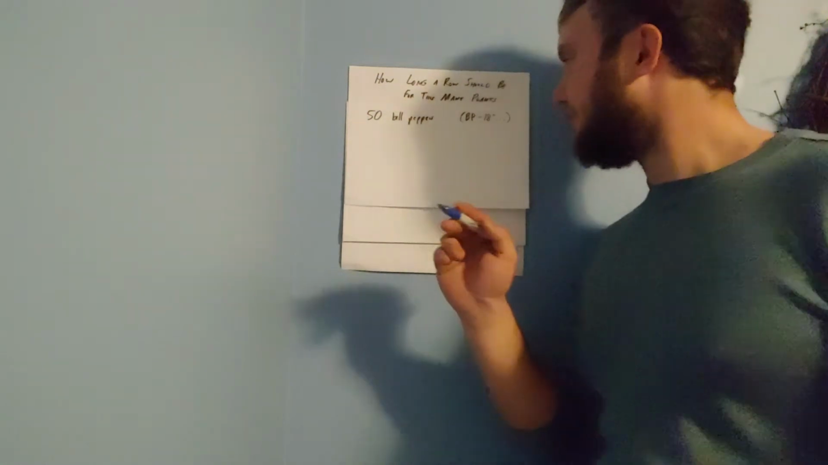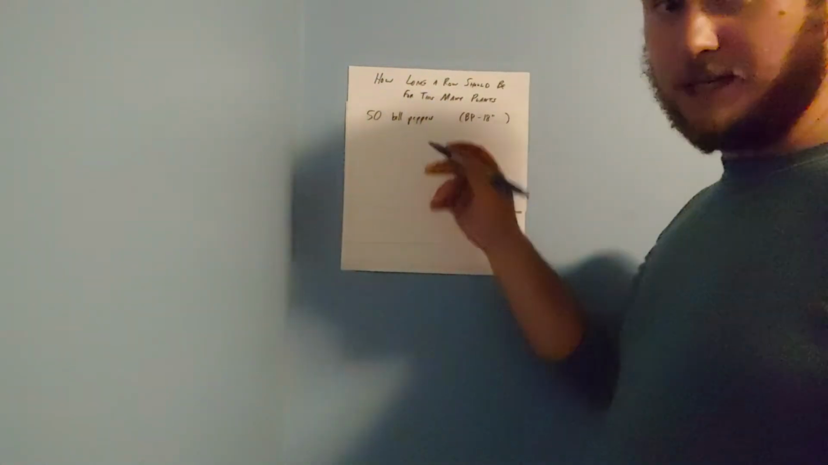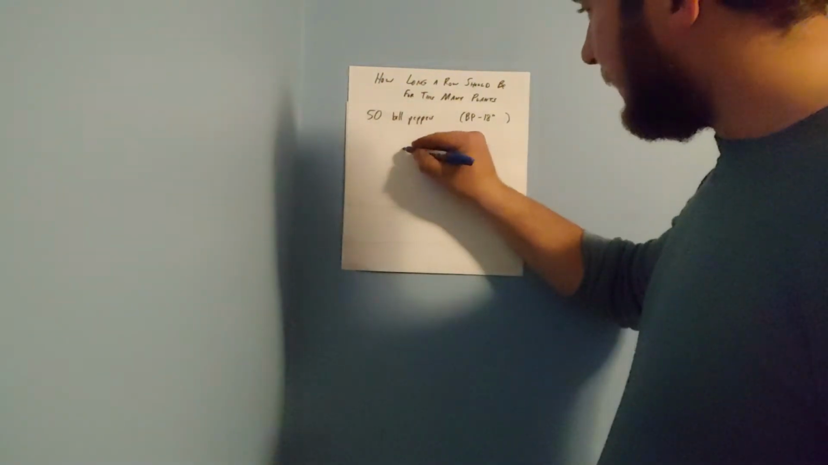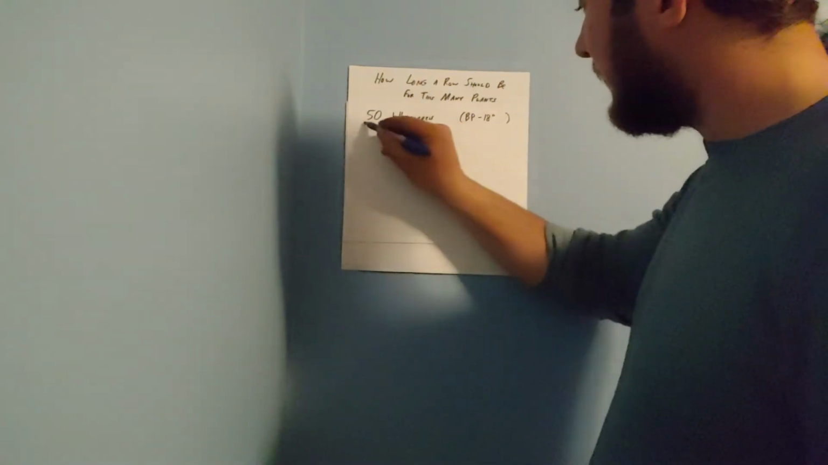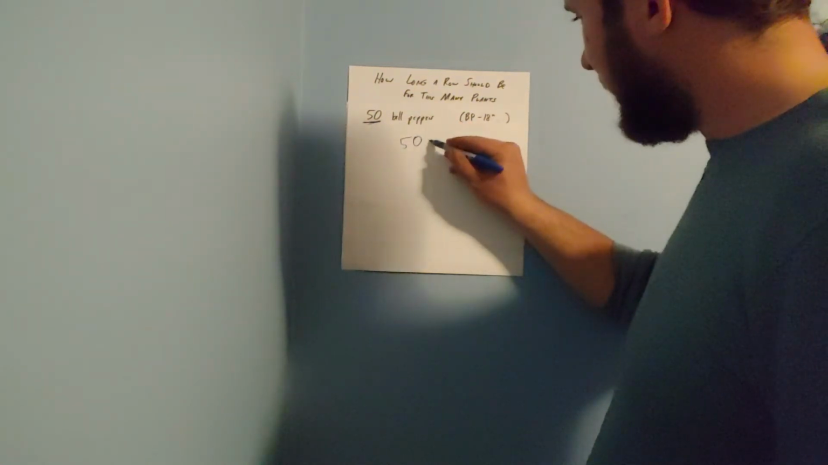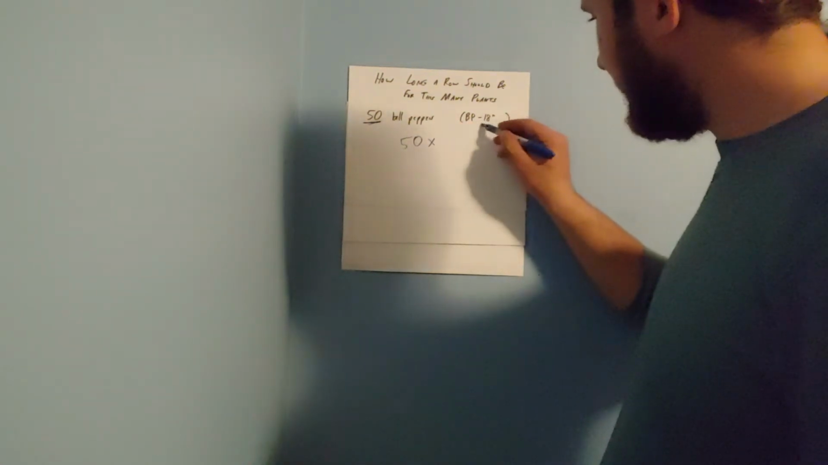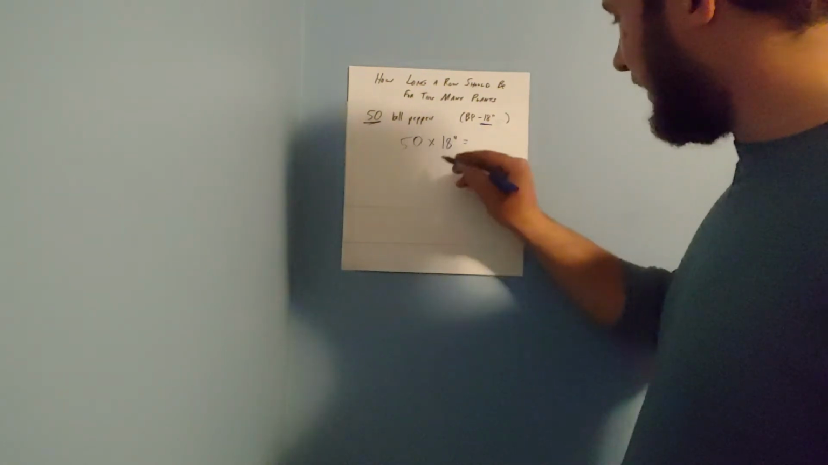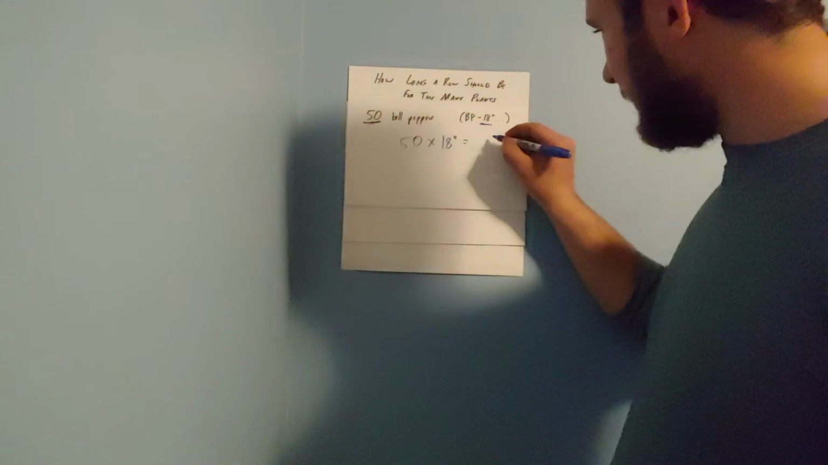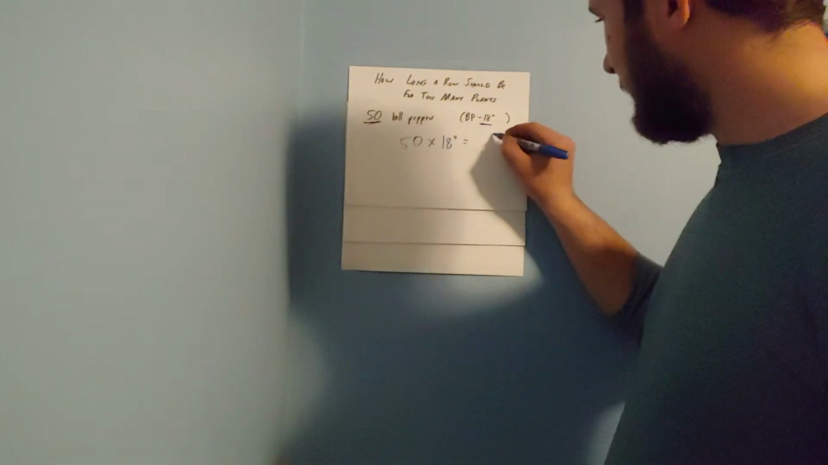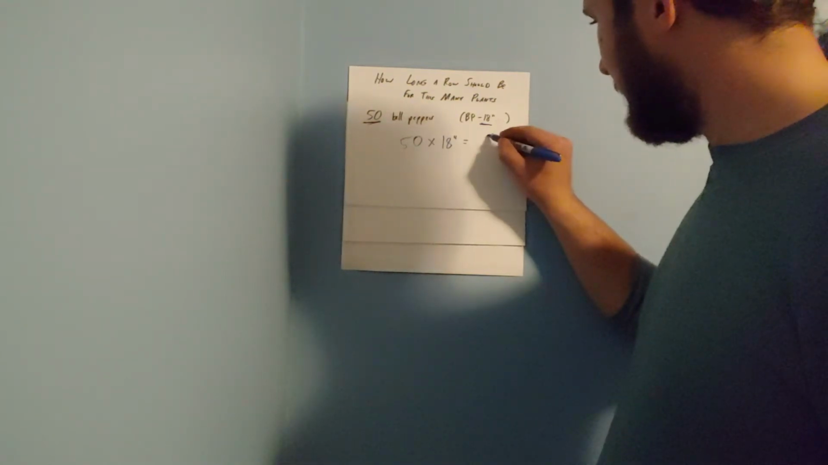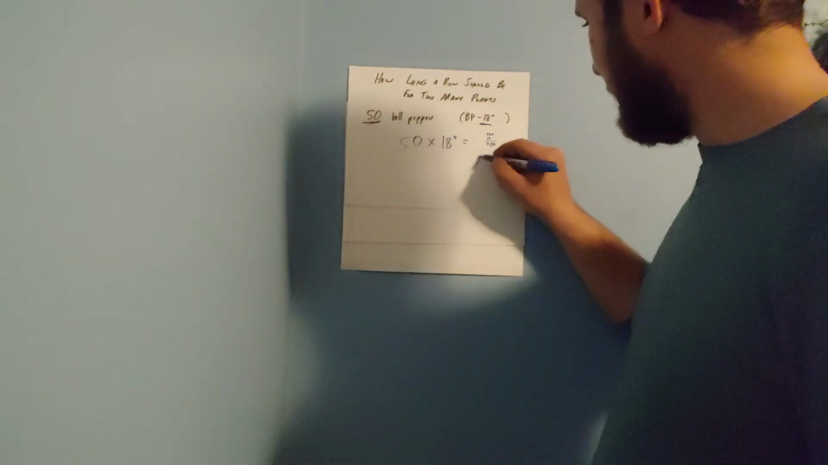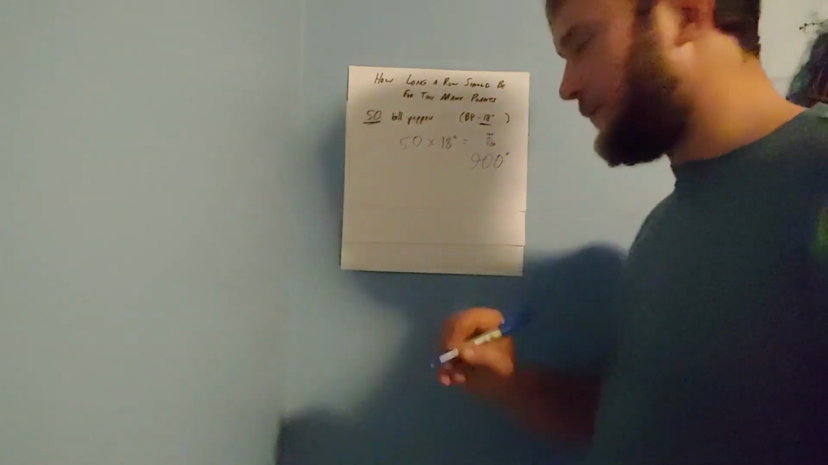Well, this time, because it's the inverse, we're not going to divide, we're going to multiply. So we do 50 times 18. And that is going to yield us 900 inches. Okay.